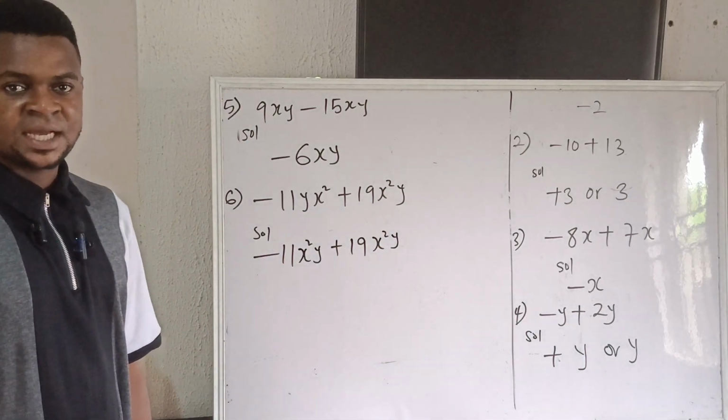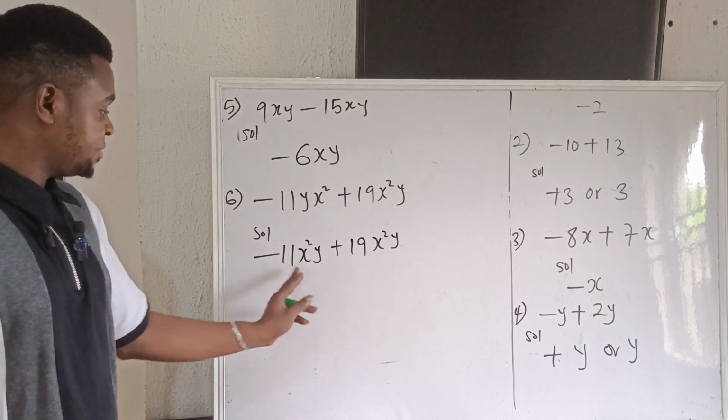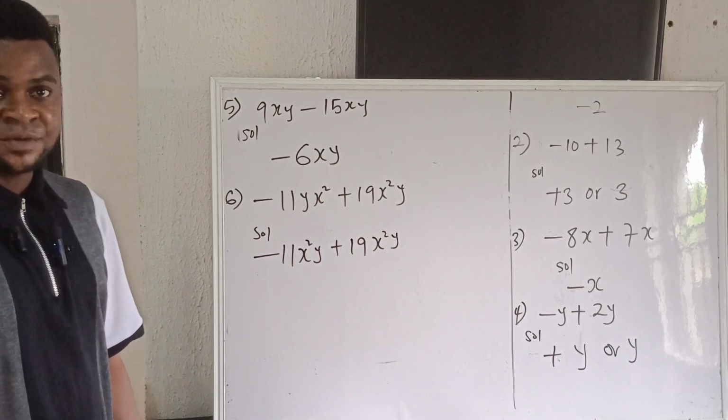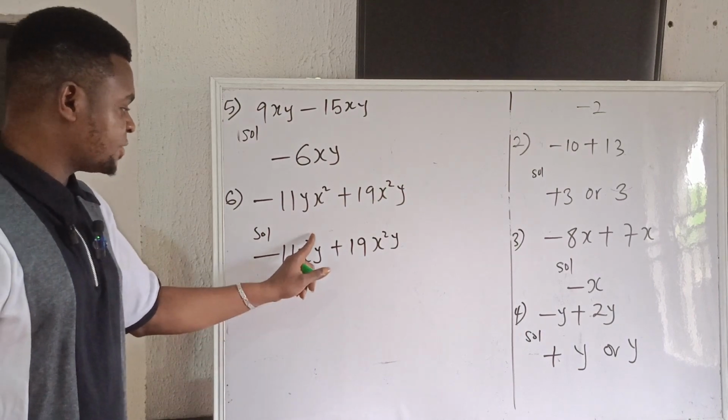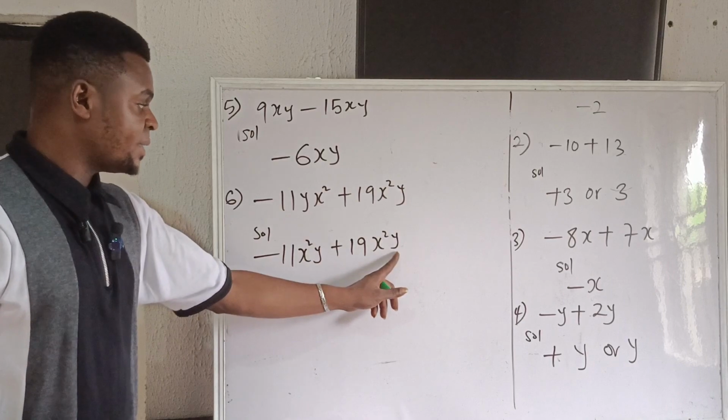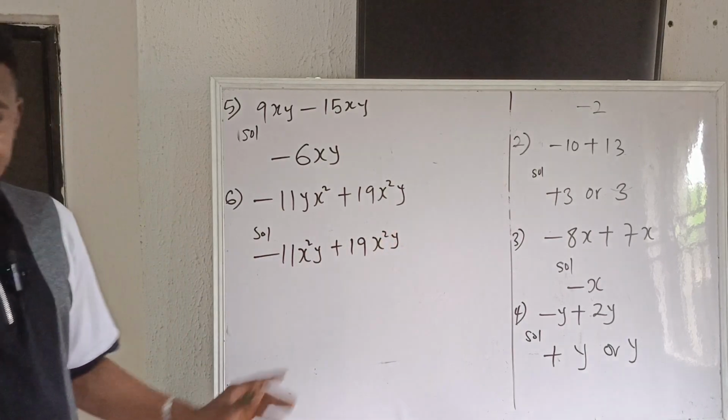Then what is the signs attached since the variables are the same? So since the variables are the same, it's possible for me to add and subtract. How do I know the variables are the same? The x here is raised to the power of 2, the x here is raised to the power of 2. y here is raised to the power of invisible 1, y here is always raised to the power of an invisible 1. So they're the same.